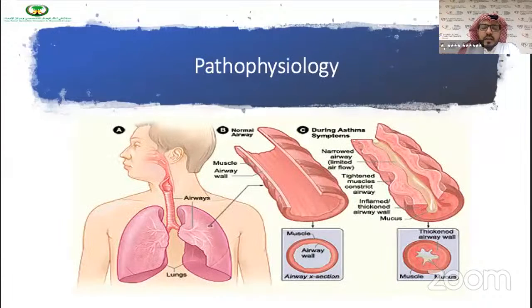This is a small diagram showing how the normal airway looks. On the right side, it shows how the airway looks during an asthma exacerbation. You can appreciate narrowing in the airways, which causes limited airflow, and tightening of the muscle constricting the airway, in addition to inflammation and mucus presence in the airways. You can see in the lower bottom of the slide the thickened airway wall and the normal airway.